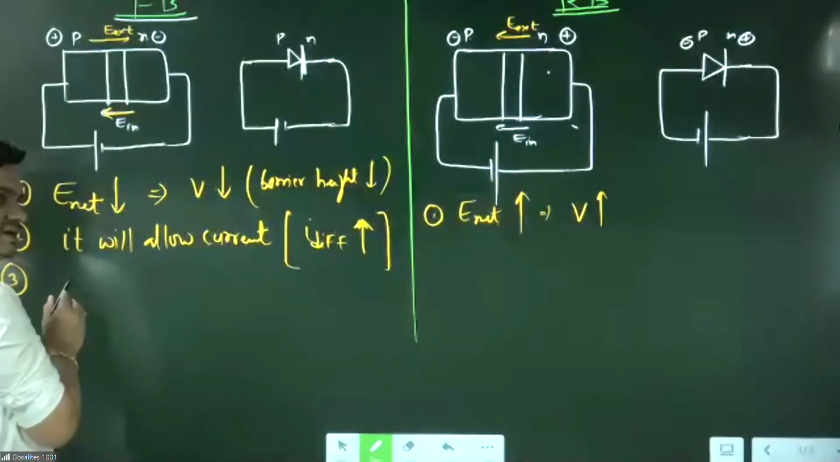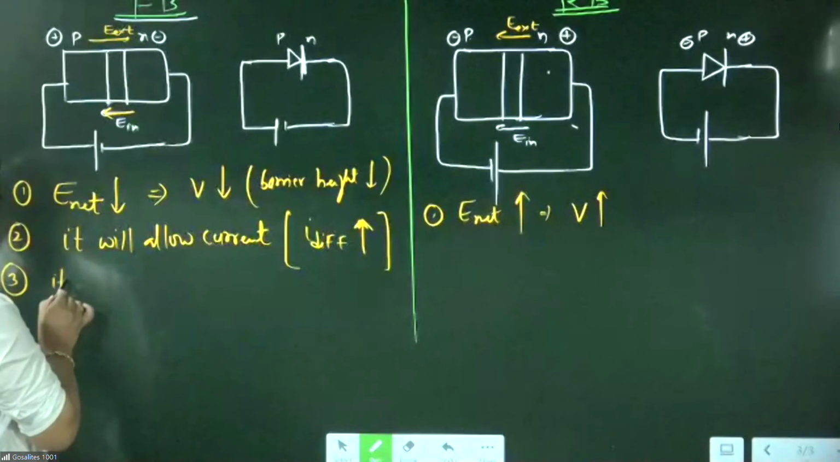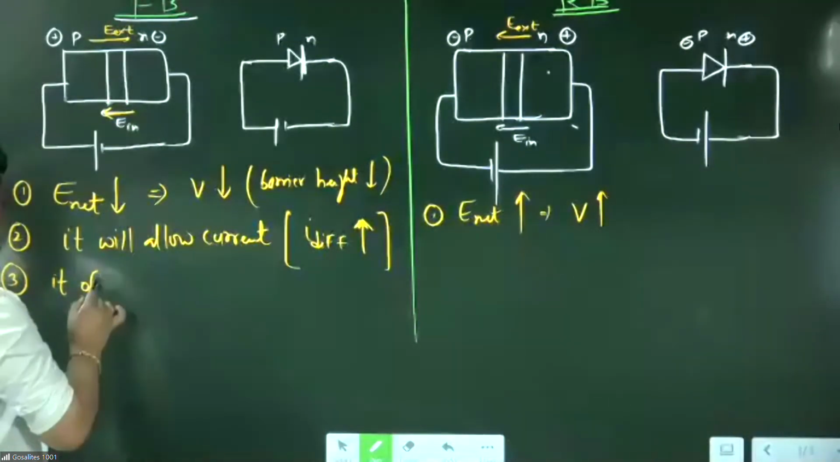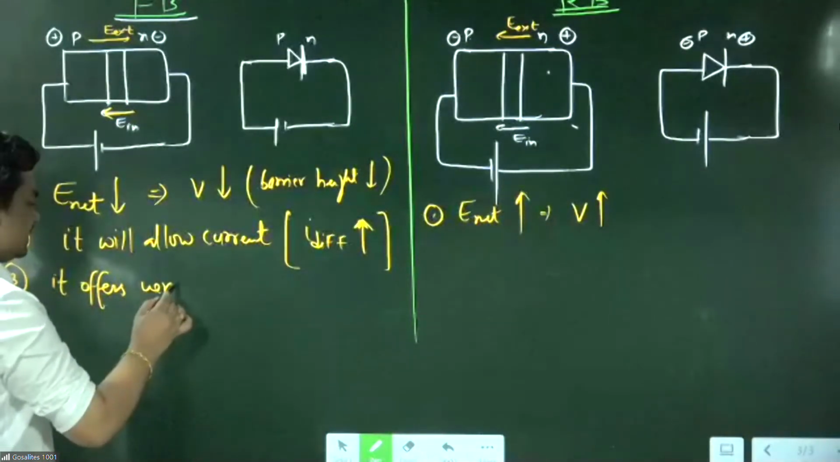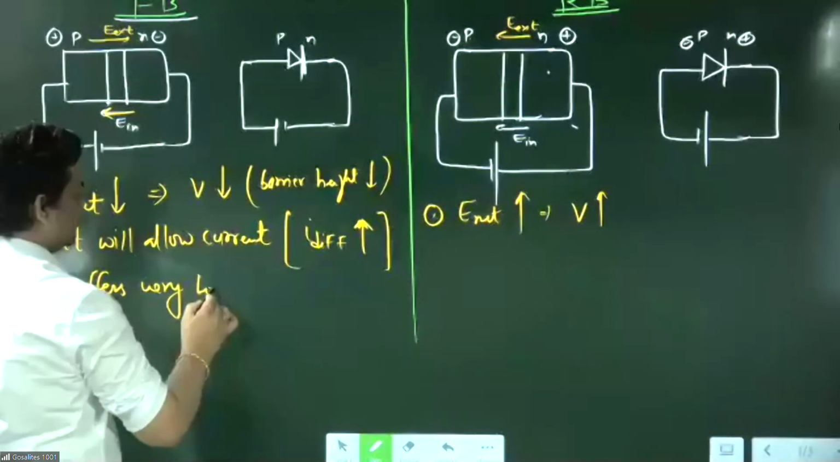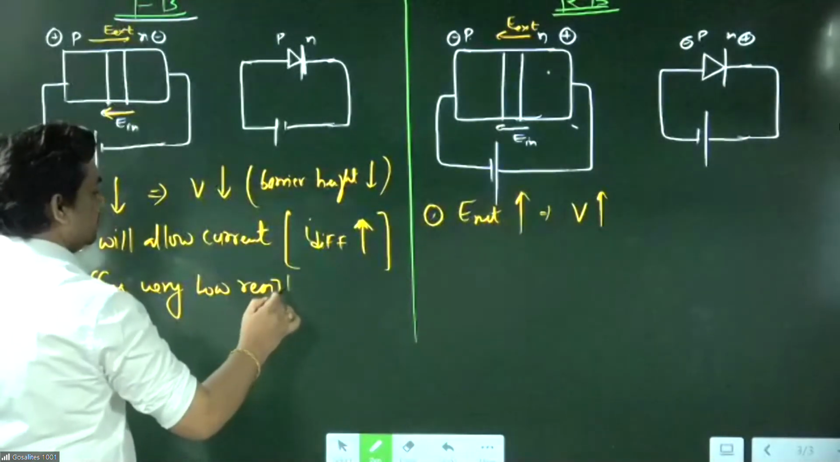So if it allows current, can you tell me about the resistance? Does it offer very little resistance or high? We can say it offers very low resistance.